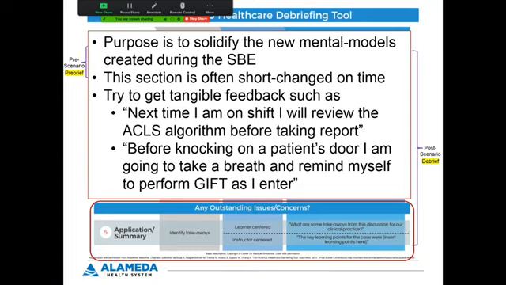So that you get answers like, before knocking on a patient's door, I'm going to take a breath and remind myself to perform GIFT as I enter. What's that one tangible thing that they're going to do, rather than, oh, I'm going to do good communication. Like the analysis phase, we want this to be specific, and that can be hard. But yeah, leave yourself time for this.